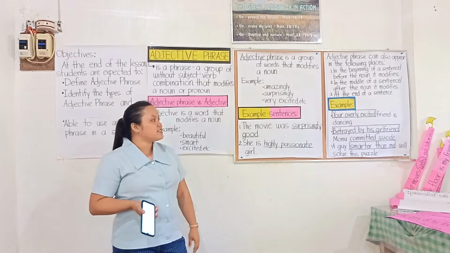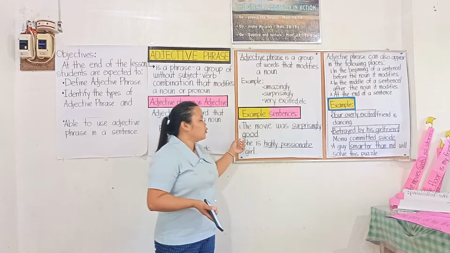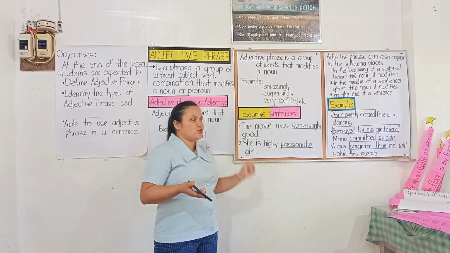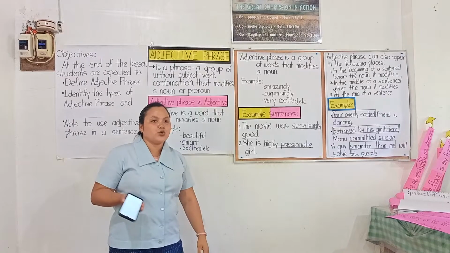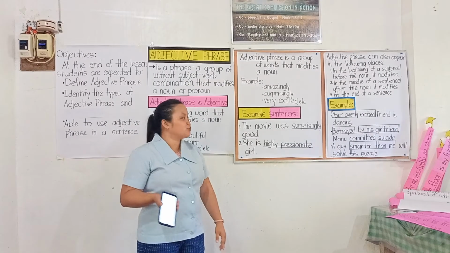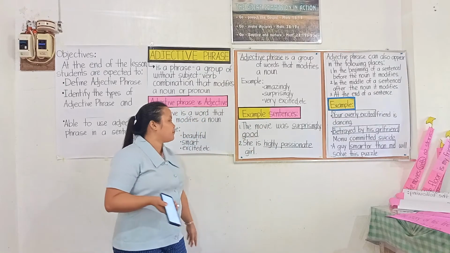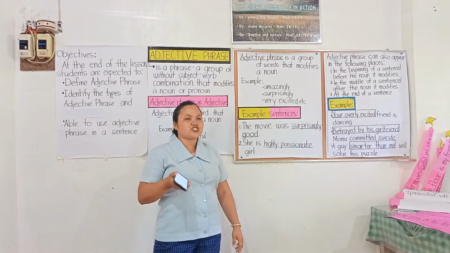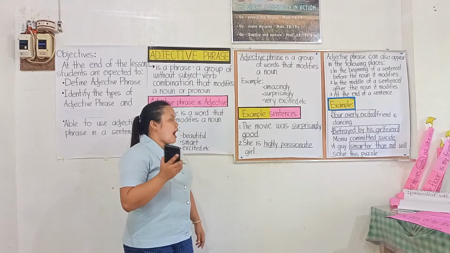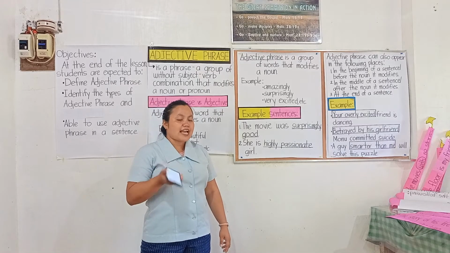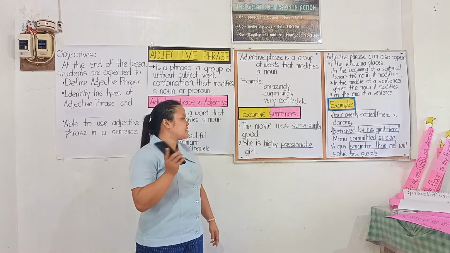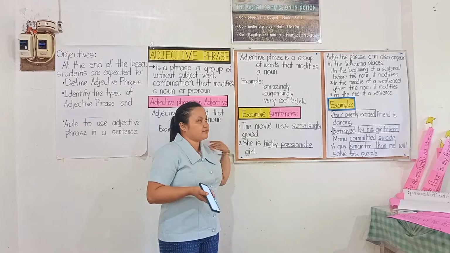Okay, example sentences. The movie was surprisingly good. Surprisingly good is an adjective phrase that modifies the noun movie. Another example. She is a highly passionate girl. Highly passionate is an adjective phrase that modifies the noun girl. Okay.